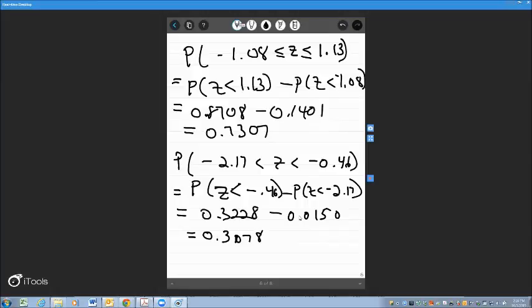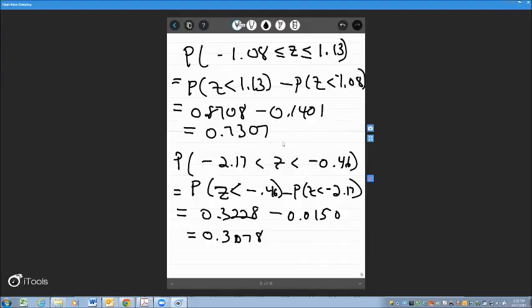Okay. So for doing less than, I'll read directly off the table. If it's greater than, I'll take it off the table and take that value away from 1. If it's between two numbers, I do the bigger one minus the smaller one, or find the bigger one in the table and subtract off the smaller one from the table.